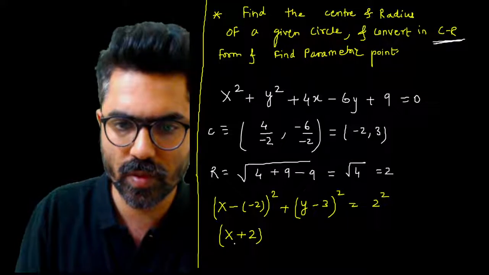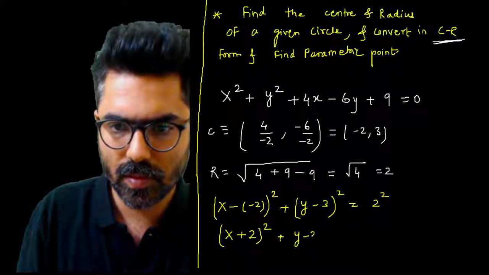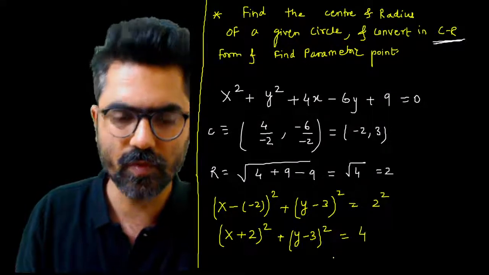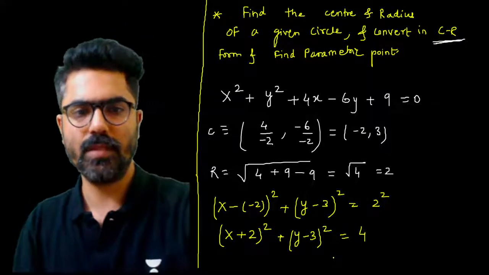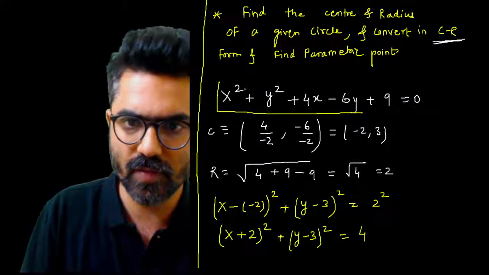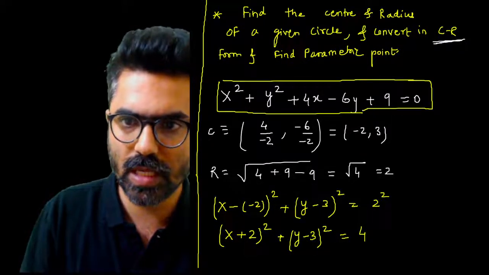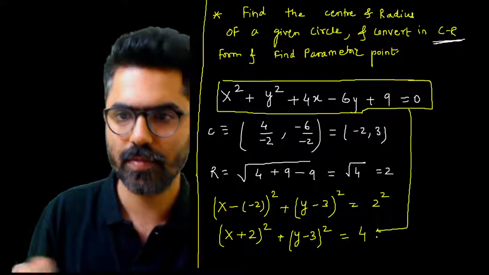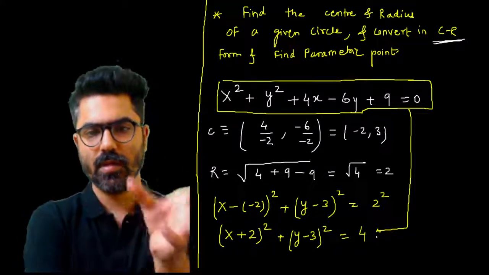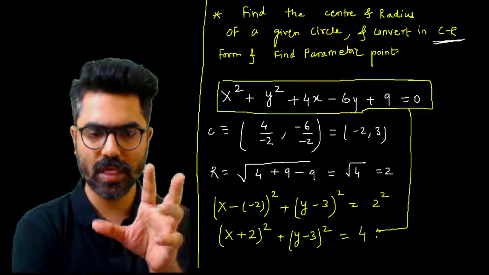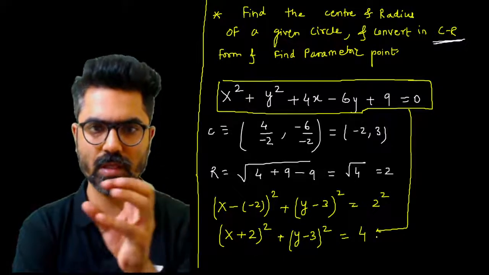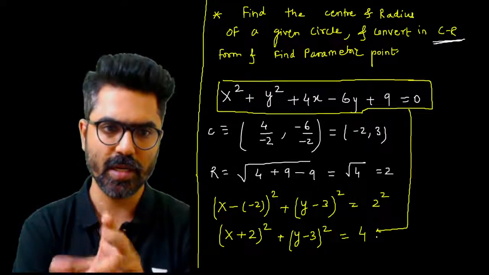So x plus 2 the whole square plus y minus 3 the whole square is equal to 4. This is the center radius form. So this circle, which is written in the white font over here, is the same as this center radius form. When you expand this part, you'll observe the entire equation that we have written in the first box. So x plus 2 the whole square plus y minus 3 the whole square equal to 4 is the same circle in center radius form.